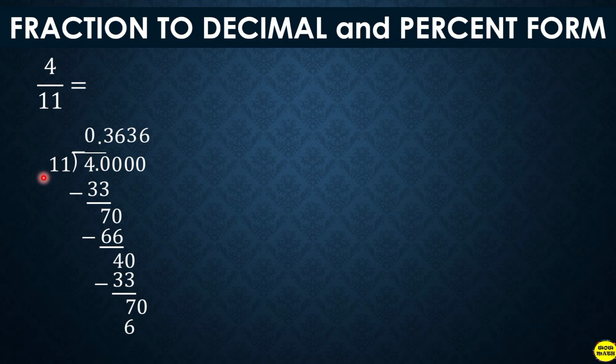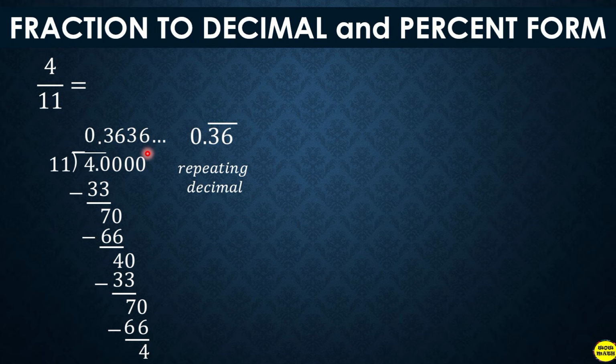6 times 11, that is 66, minus, that is 4. So notice that the process or yung solution natin keeps on repeating. Okay, therefore we can say that our quotient is a repeating decimal. So pwede natin masabi since kung mapapansin nyo ang ating solution ay paulit-ulit. So we can say that 0.363636 is a repeating decimal.